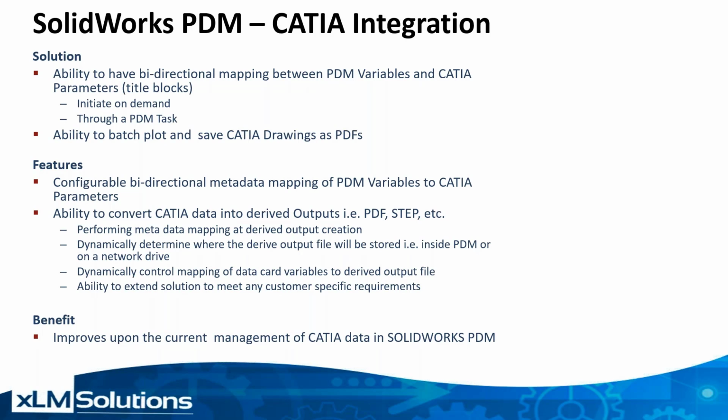We have two solutions in our toolkit to do this. One is the ability to have a bidirectional mapping between PDM variables and CATIA. This is done through a macro in CATIA and also can be done through a PDM task. We also have the ability to create PDFs of CATIA drawings within SOLIDWORKS PDM. So let's show you that.